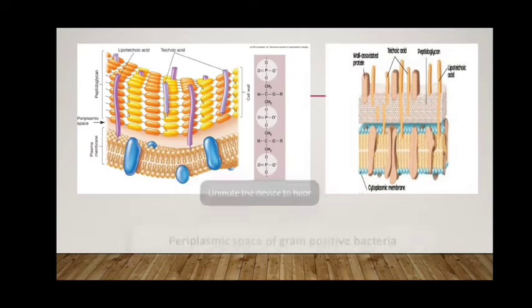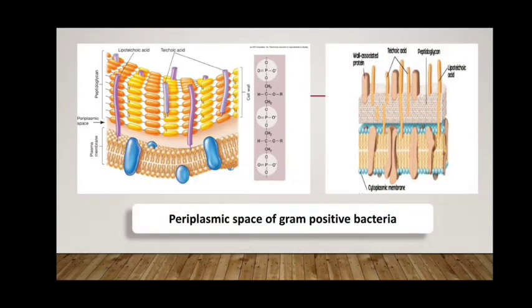Now moving on to a diagram of the gram-positive cell wall. Here we can see the periplasmic space between the plasma membrane and the cell wall. The cell wall comprises the peptidoglycan layer, which we can see clearly here, and outside the peptidoglycan layer we can see the teichoic acid and lipoteichoic acid. This periplasmic space is too short and too small, we can say, and after the periplasm there is the plasma membrane layer.